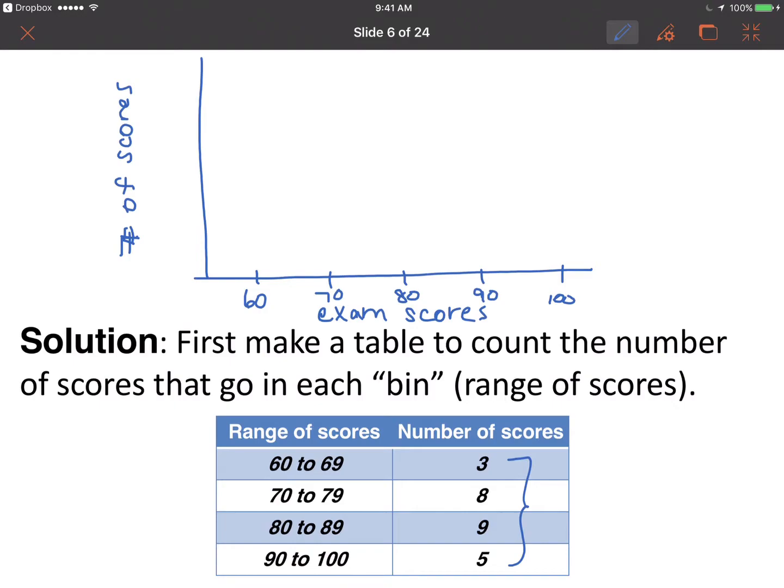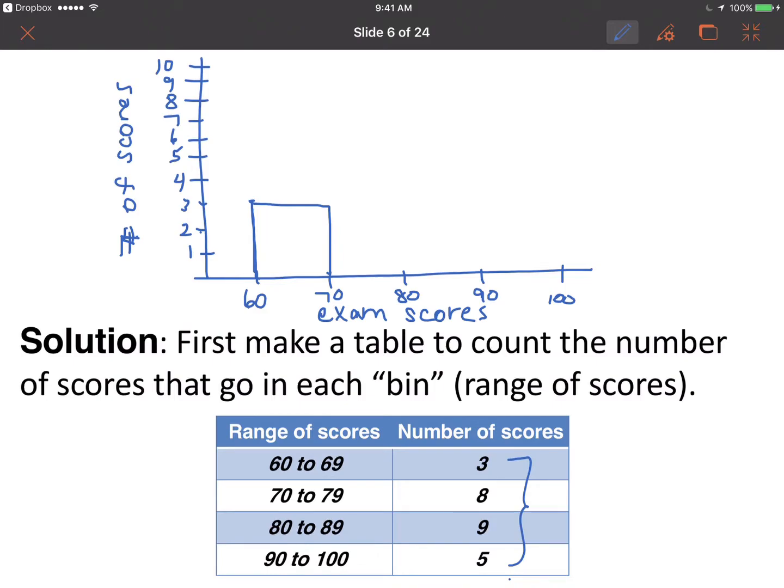So let's go up by ones. 1, oops, 2, 3, 4, 5, all the way up. All right, and I'm going to draw a bar of height 3 between 60 and 70. Because there were 3 students that scored in that range.